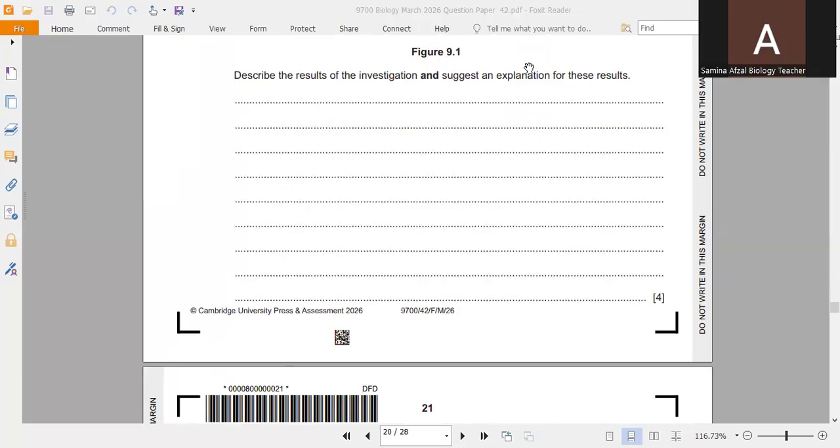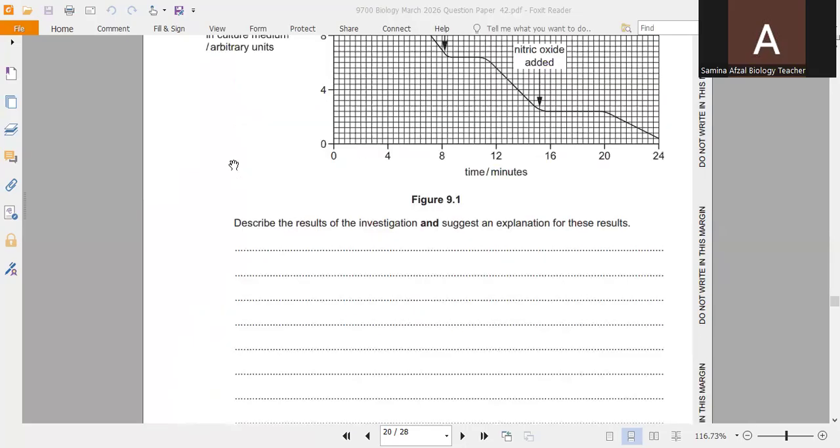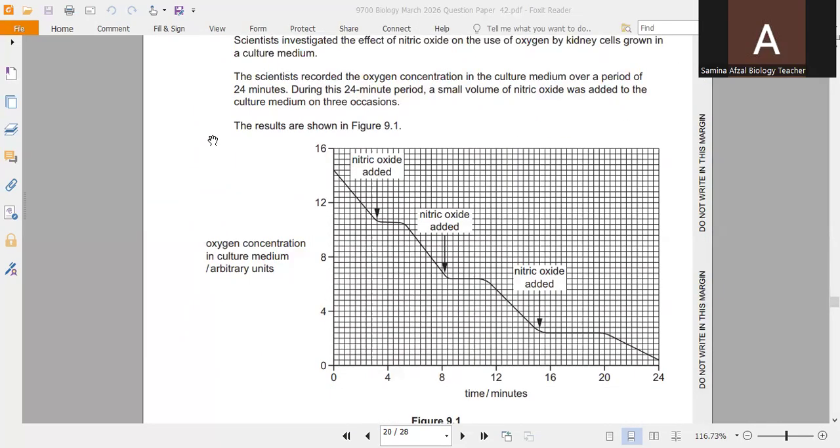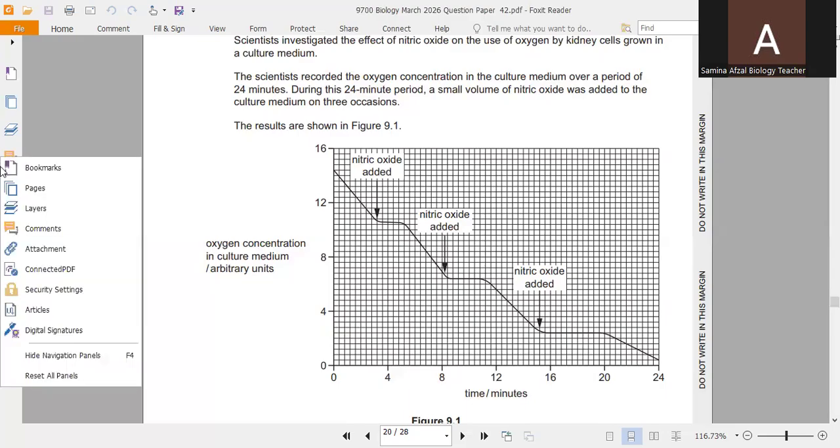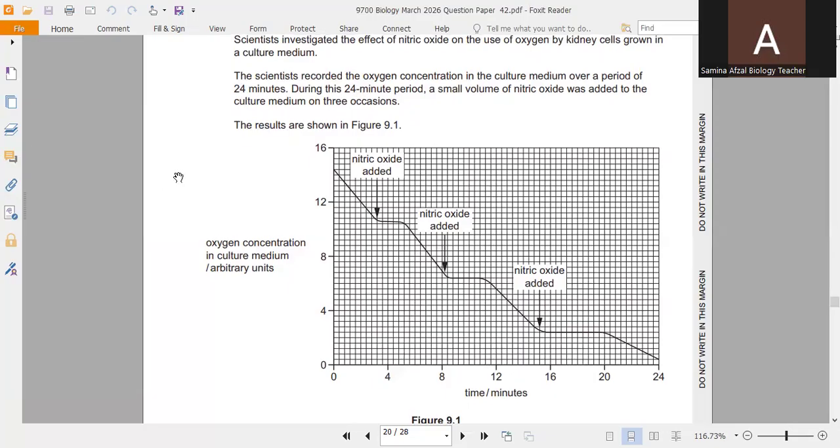So here you can see in this question that the overall trend is that the concentration of oxygen decreases over time, from 15 arbitrary units at 0 minutes to 1 arbitrary unit at 24 minutes. So a little bit more than 0.